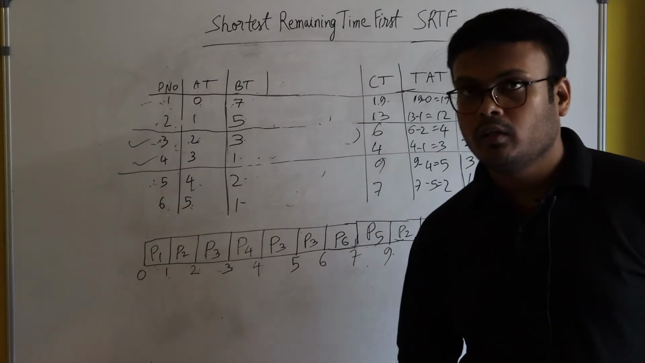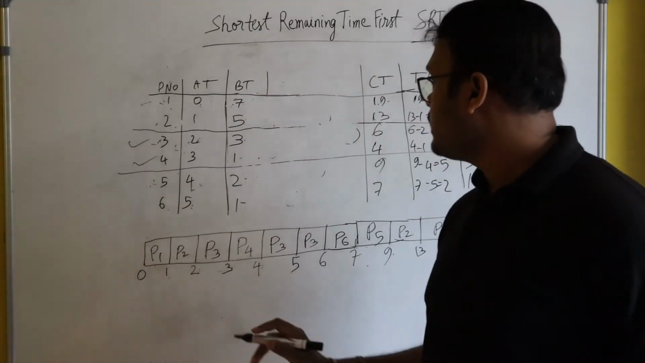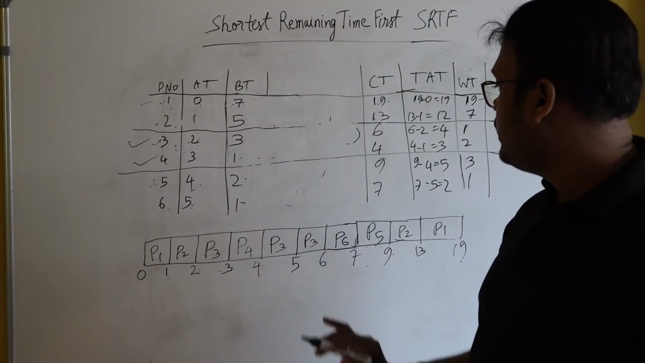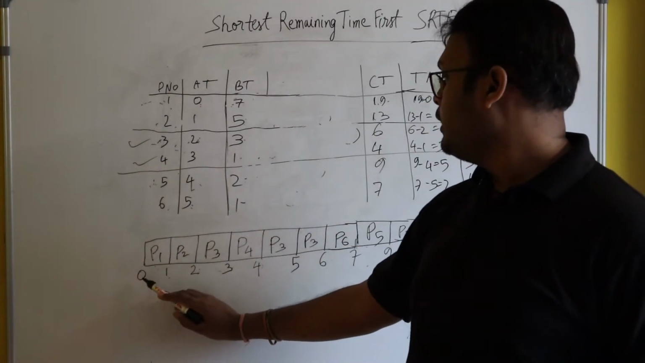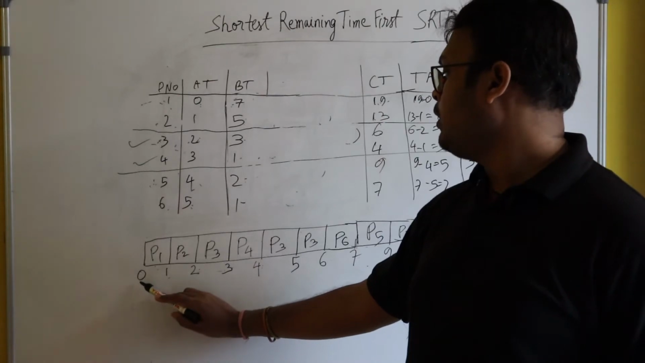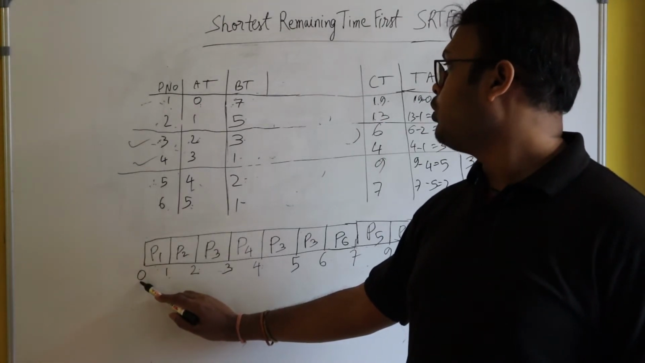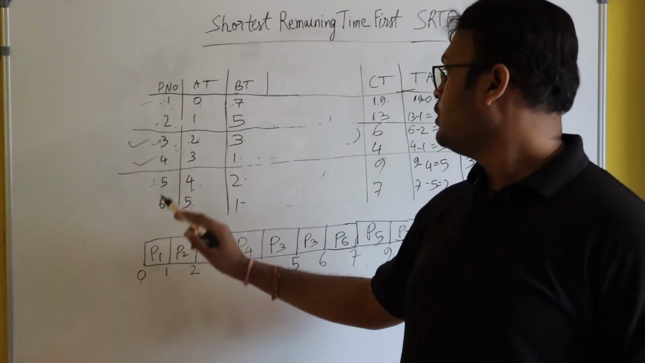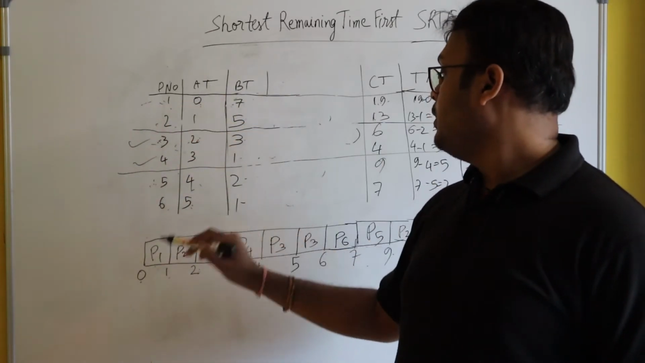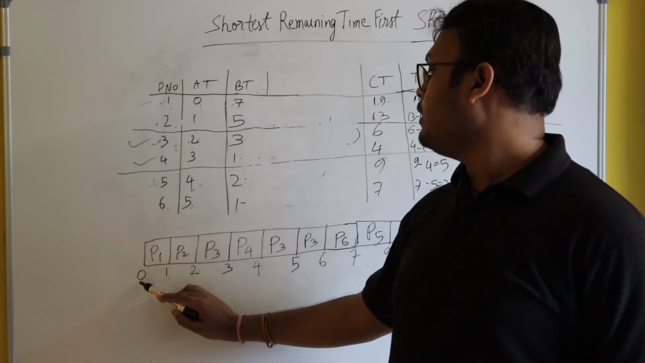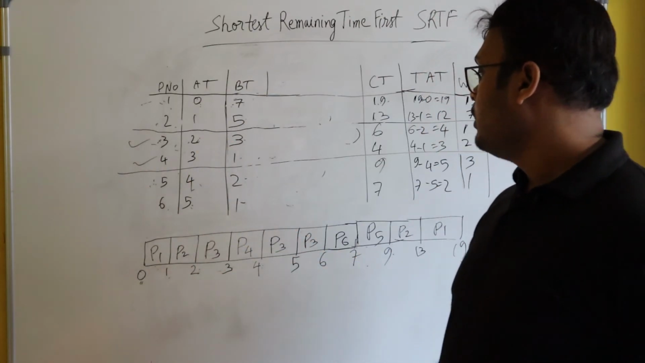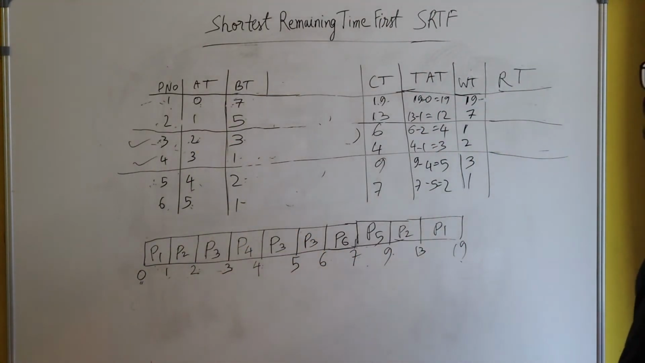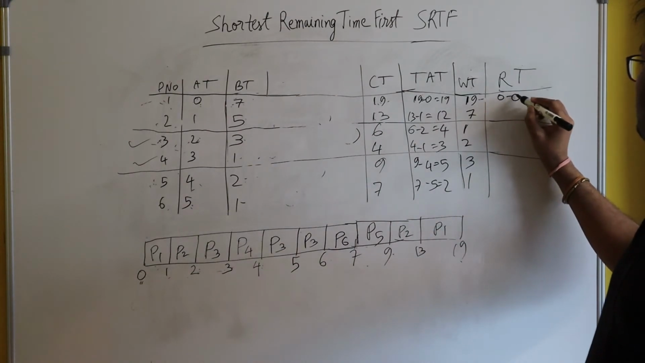Response time is that after the process entered the ready queue, here you see the process P1 entered the ready queue at, sorry, P1 arrived at the ready queue at 0 second, and it immediately got scheduled at 0 second. So response time of P1 will be 0 minus 0 is equal to 0.